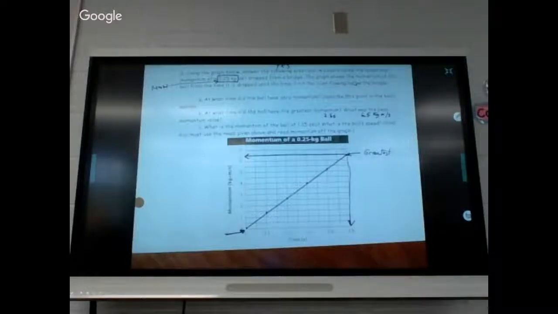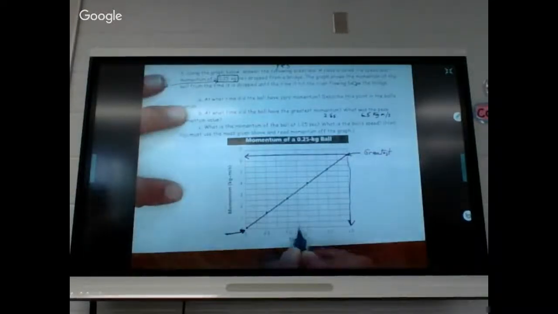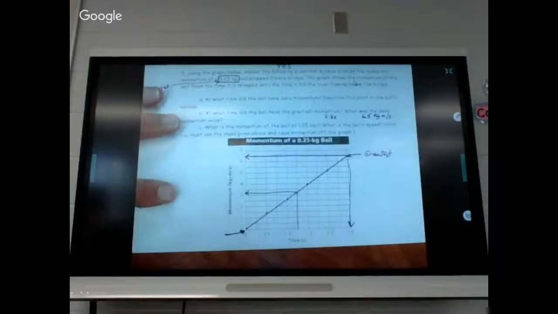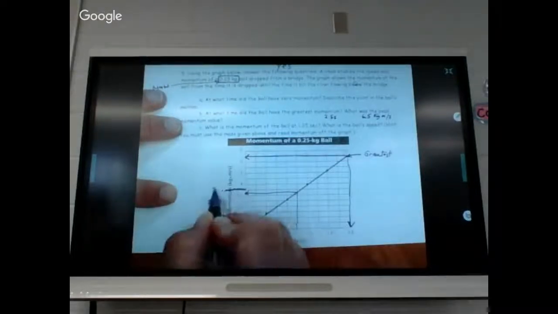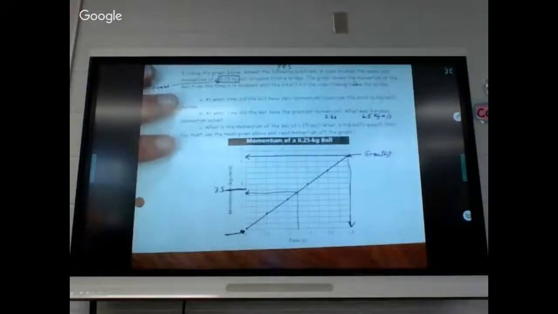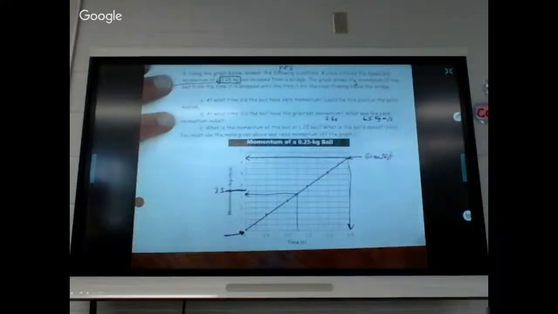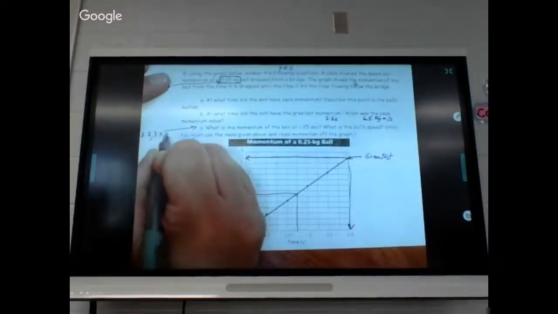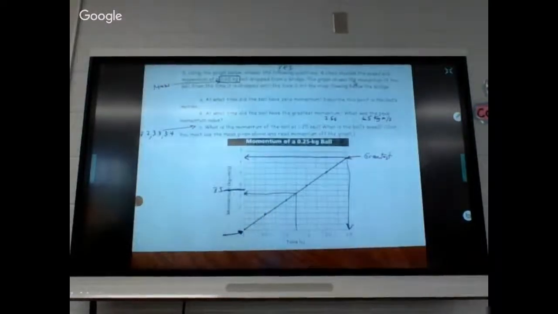So in C, what is the momentum of a ball at 1.25 seconds? 1.25 seconds. And read up, and then read over, and yeah, you got to estimate a little bit. So this is what? 3.5. So you got to estimate. I heard Lewis say 3.4. So I hear 3.2, 3.3. So if you want to say, I heard 3.2, I heard 3.3, I heard 3.4, any of those answers are fine for the first part of C. Any of them would be fine. I could live with them all.